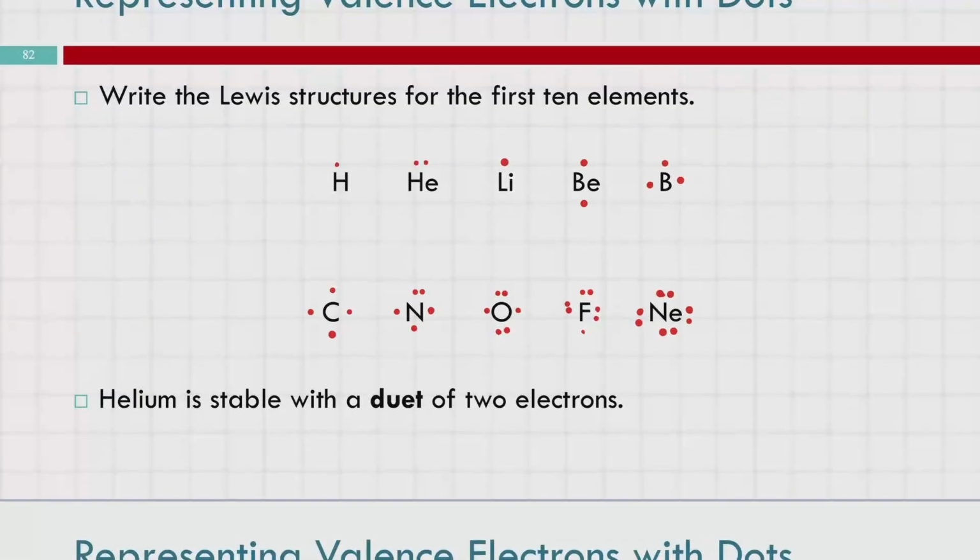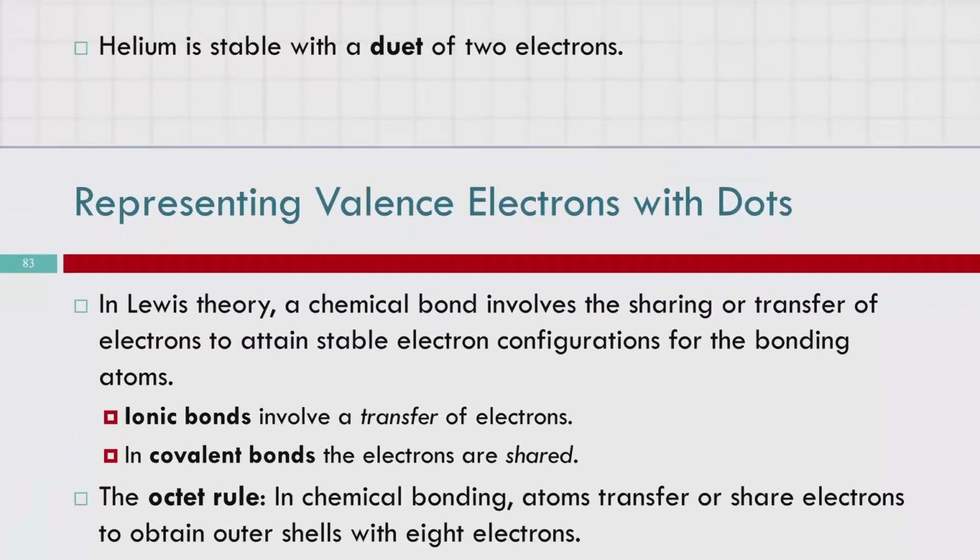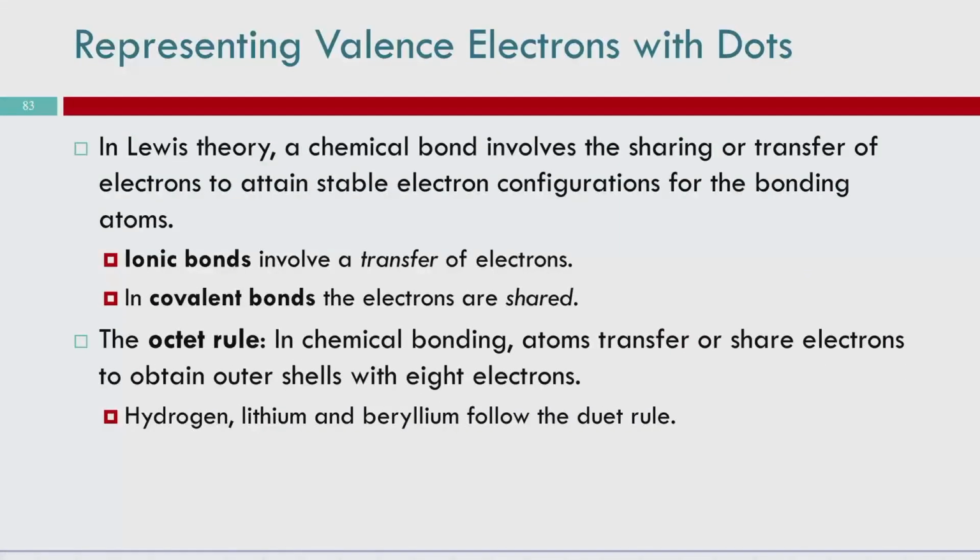So those are our Lewis structures. In Lewis theory, our bonding theory, a chemical bond involves sharing or transfer of electrons to get stable electron configurations. Any idea what a stable electron configuration might be? What's a stable number of electrons to have? An octet. So our goal is 8 electrons for each of our elements, with exceptions of like helium and lithium and some other small things, and hydrogen.